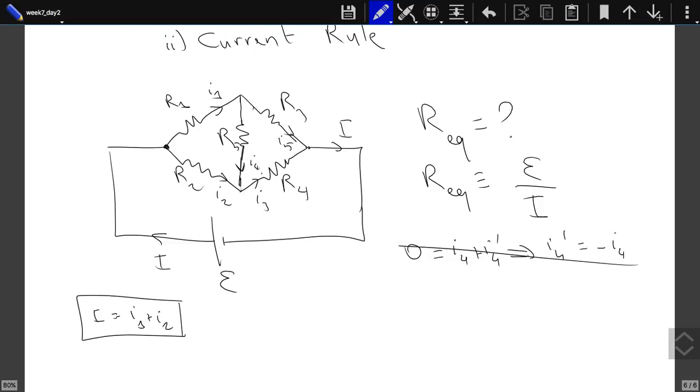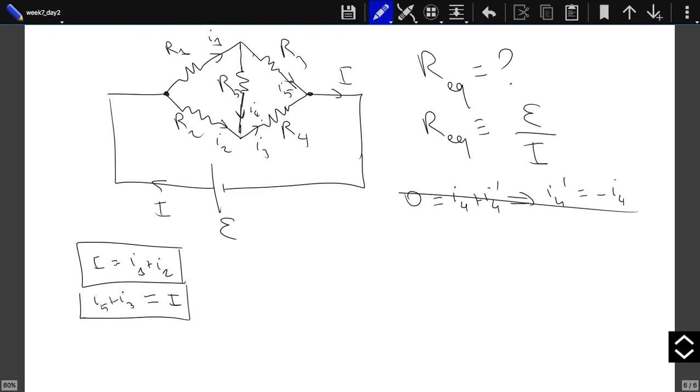Let's look at this point. What is the sum of the currents entering that point? I5 plus I4. Sum of the currents leaving that point? Oh, sorry, it's I3. So that's my second equation.